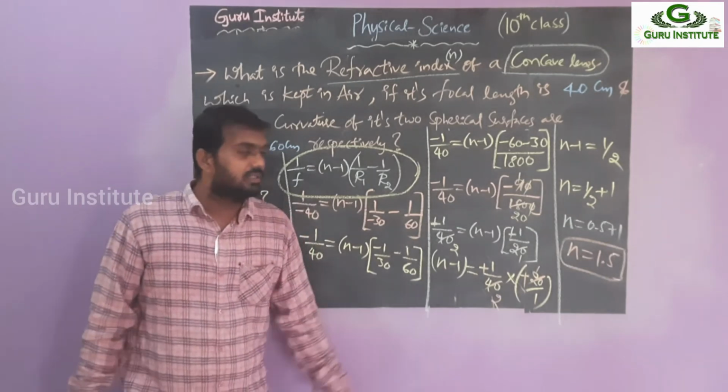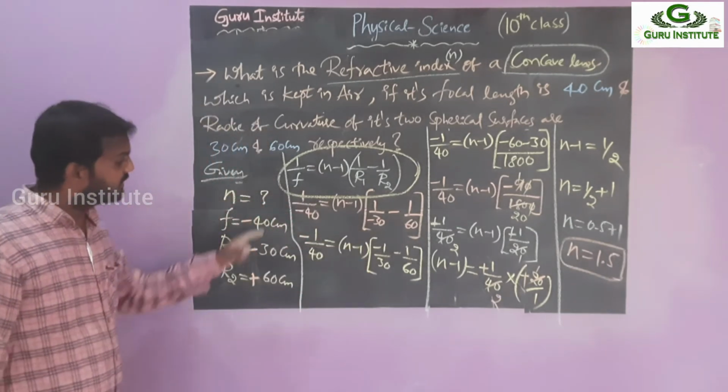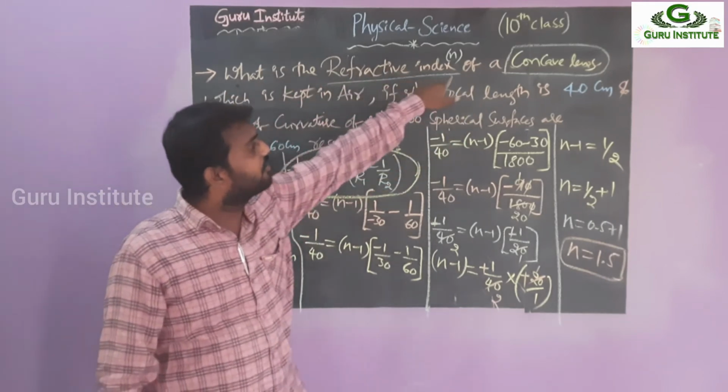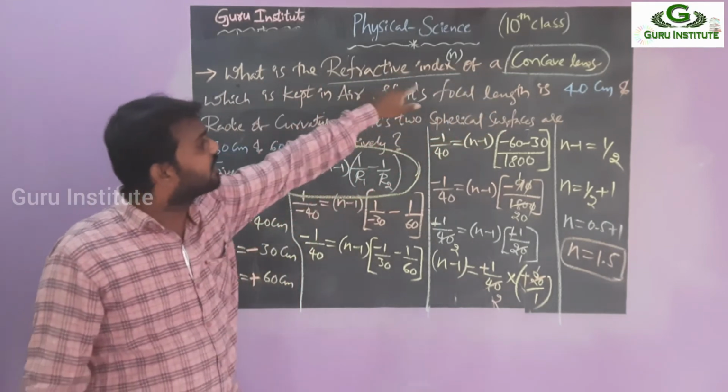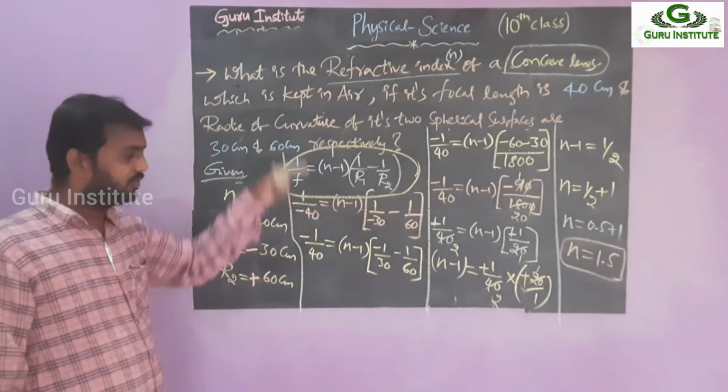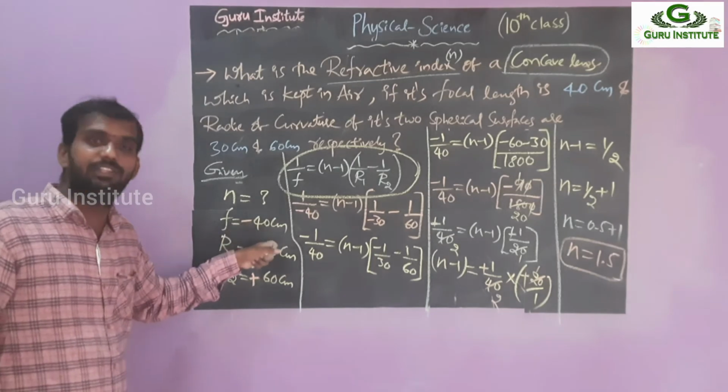Okay, right. Suppose the same data: if the refractive index is given as 1.5, what is the focal length of a concave lens if its radii of curvature are 30 and 60? If you do the problem, you will get minus 40.